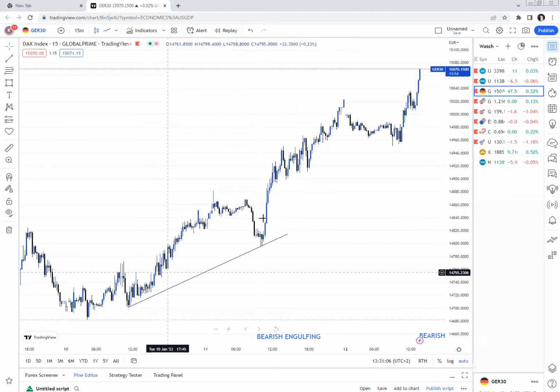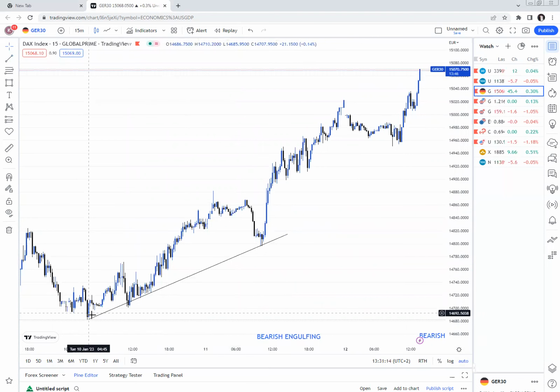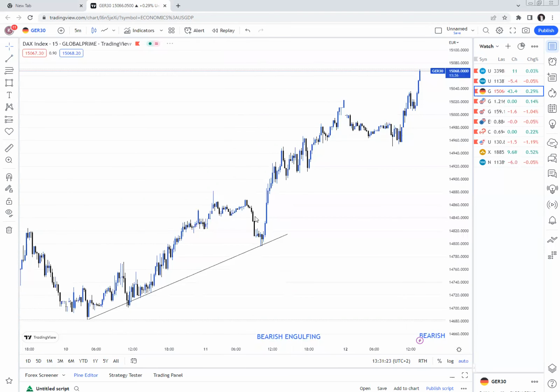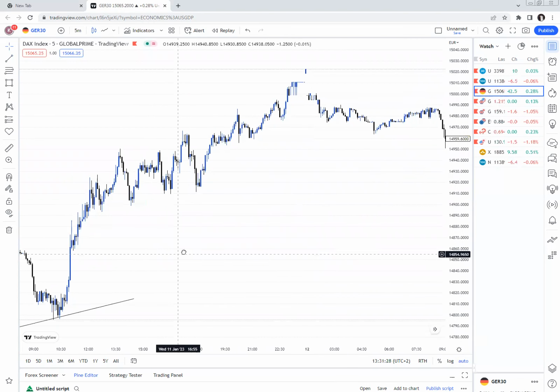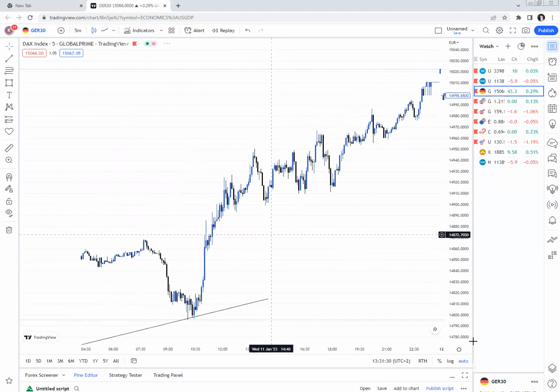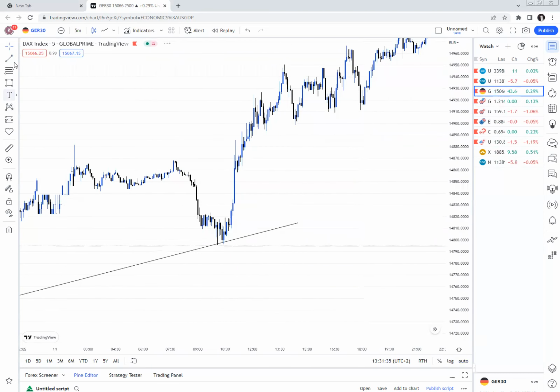Okay, this was our setup. We had our first touch, our second touch, then it came back for the third touch. Once it touches the trend line, go to your M5 and check for those candlesticks that I was telling you about. And as you see here, we have one candlestick confirming the direction to us.